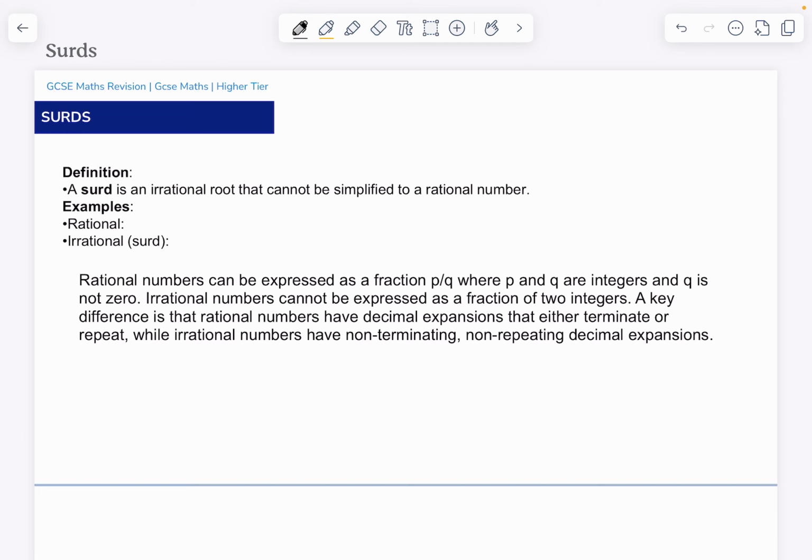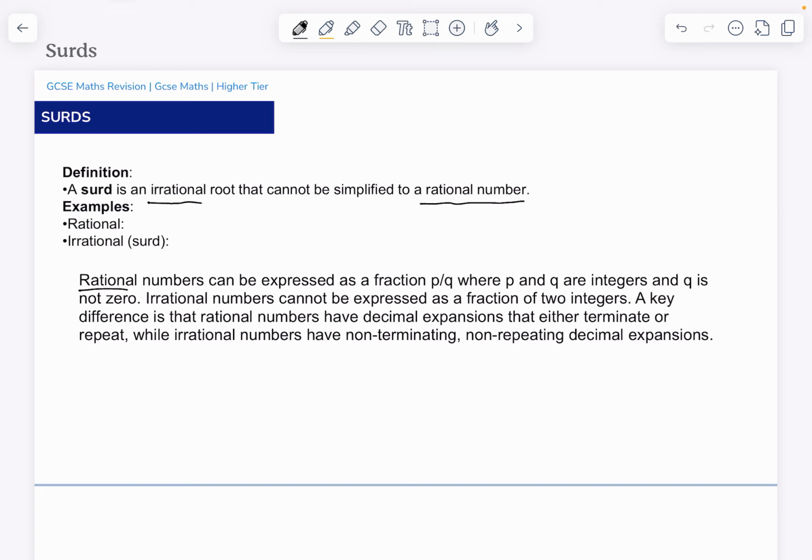What are Surds? Before going deep into the Surds topic, we must know two things: rational and irrational numbers. That's the previous topic, but you should know rational numbers and irrational numbers to get the basic idea of a surd. Okay?